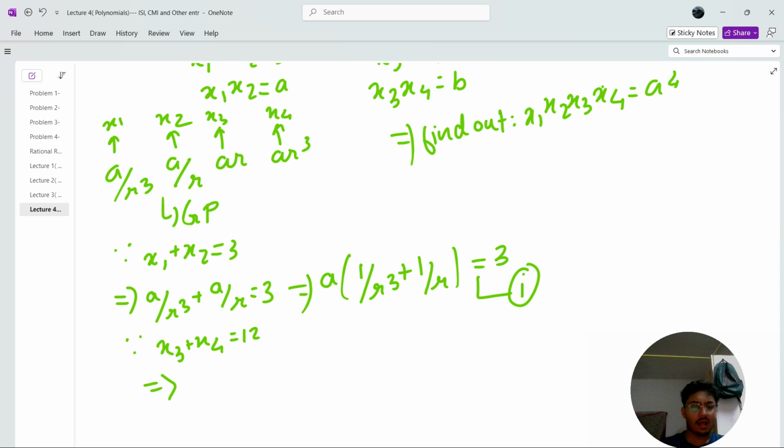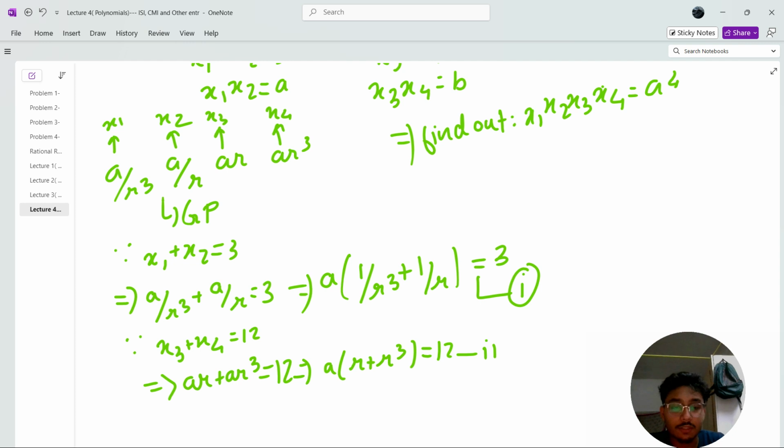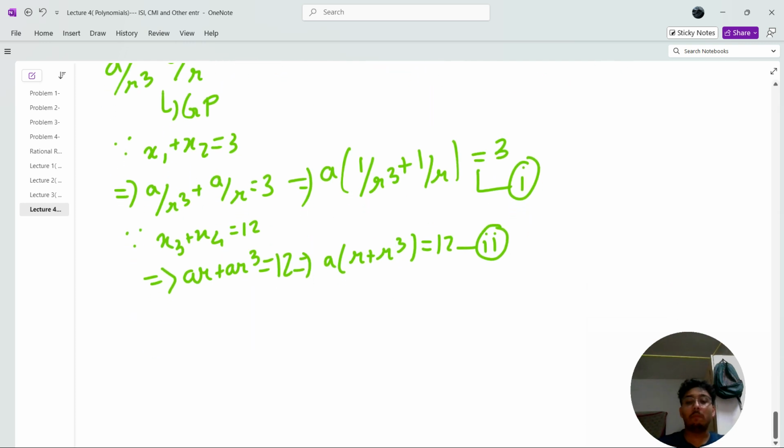This is probably the last question for today, and I'll be uploading a worksheet. So my ar plus ar cube is 12. If I take a to be common, r plus r cube gives me 12. Cool. That's my equation 2. Now what do we do? We divide equation 2 by equation 1.